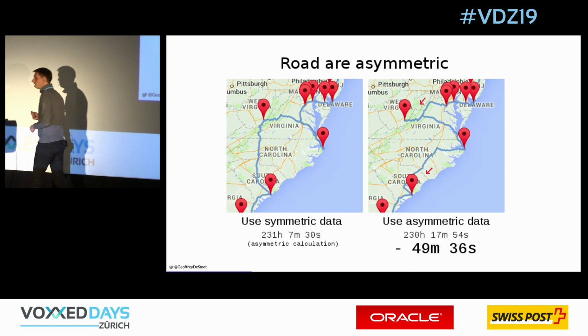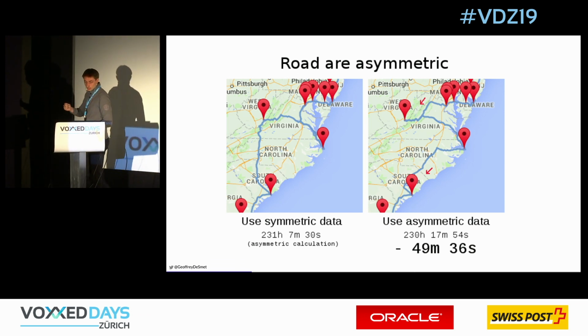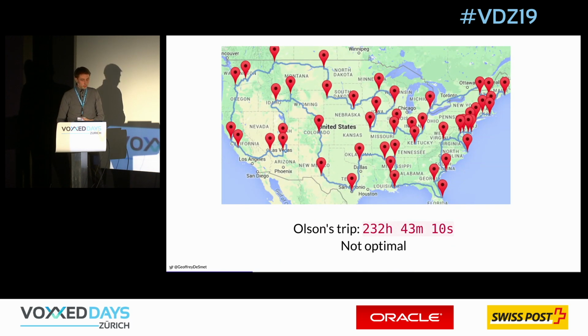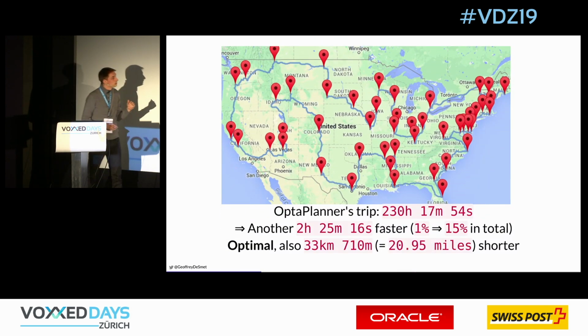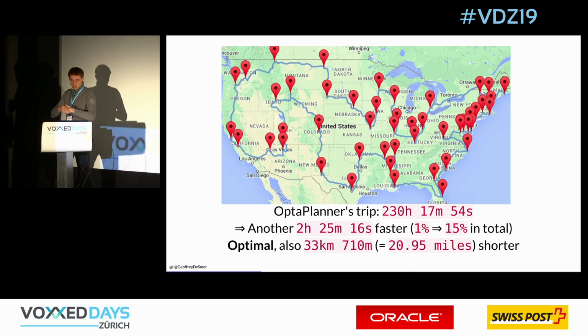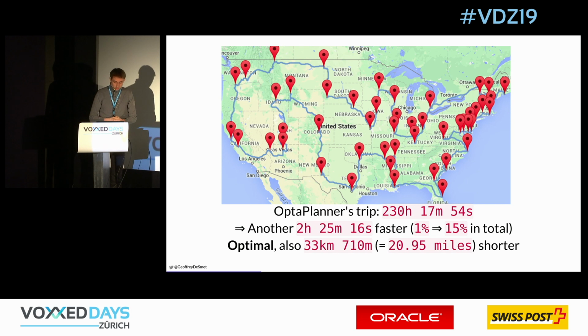And more interestingly, OptaPlanner at that point tells you in which direction to drive the route. So it actually tells you, as you can see here, to drive from top to bottom. And that's not really a coincidence, because if you look at this new route, this is Olsen's trip, and this is the OptaPlanner trip, which is 2 hours faster, about 1% faster. Again, already on a very good algorithm, so 15% in total. It's also 33 kilometers faster, about 20 miles shorter, right? You notice that it also tells you to drive the route clockwise.